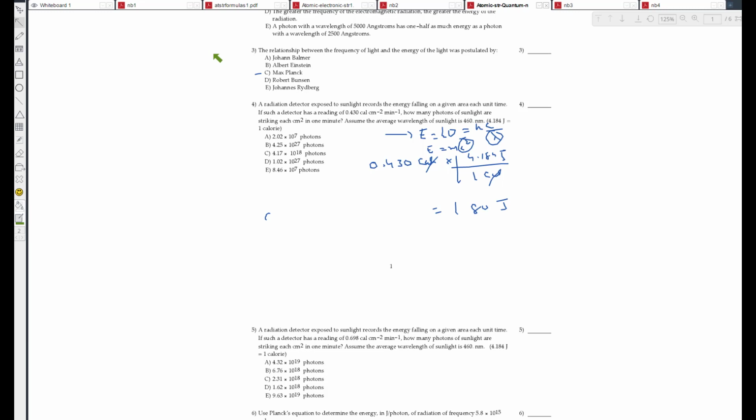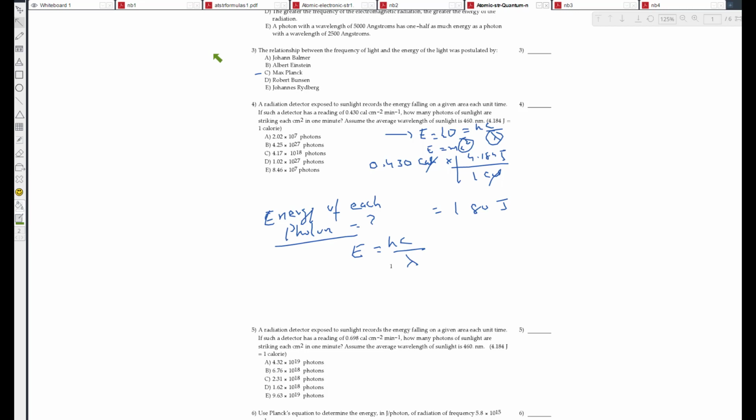Per minute. How many photons of sunlight are striking? First of all, you have to look at the energy of each photon. How are you going to calculate this? Would it be E is equal to h nu? That's right. And what's the formula with the wavelength? E is equal to hc over lambda.